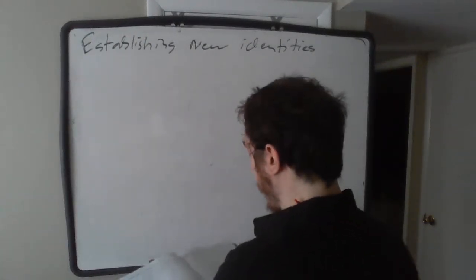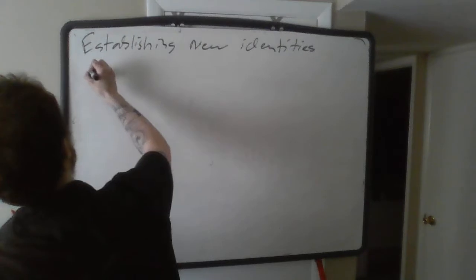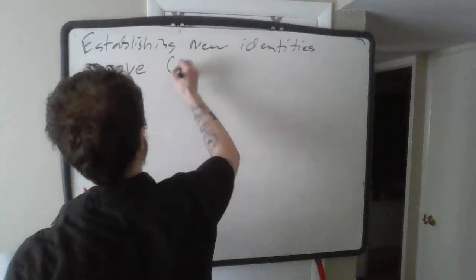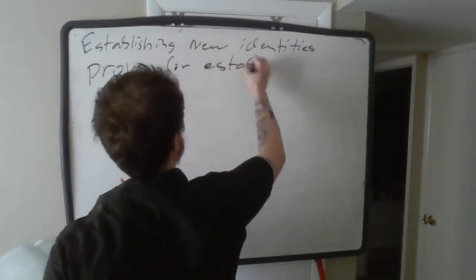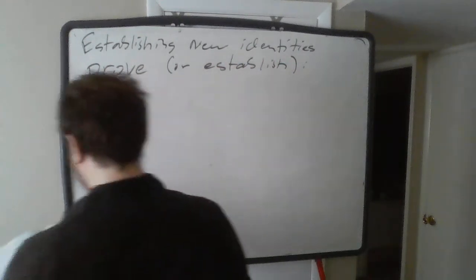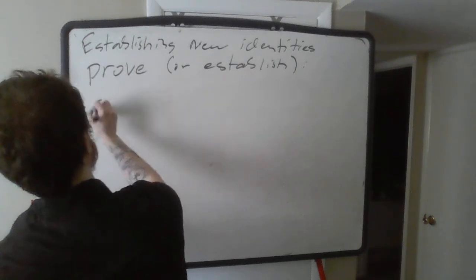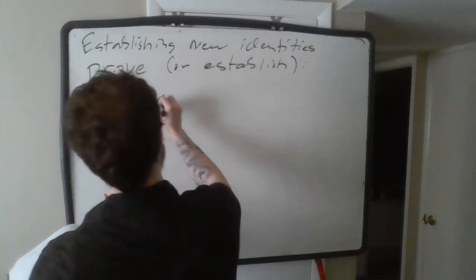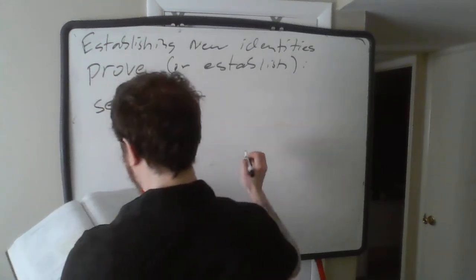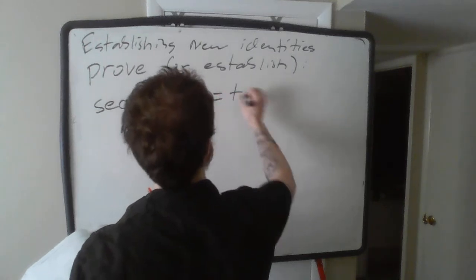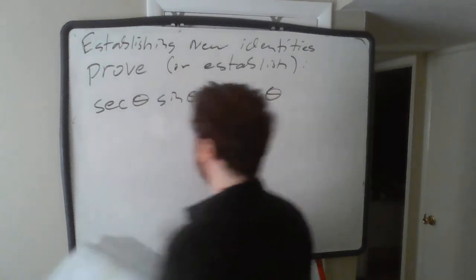Let's suppose that I want to prove or establish that, let's start off with this one because it's a little similar to one of the ones that we just did, and hopefully that will help with seeing what we're doing. So let's prove that secant theta times sine theta is equal to tangent theta.